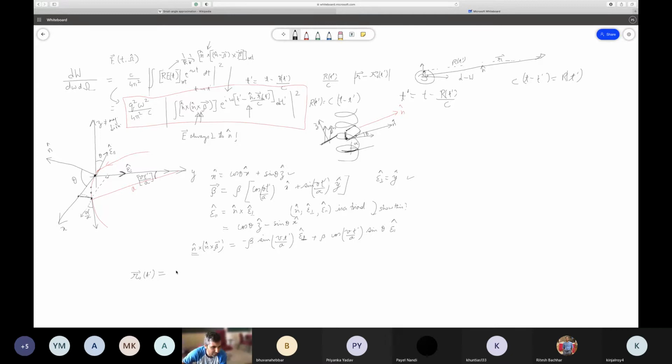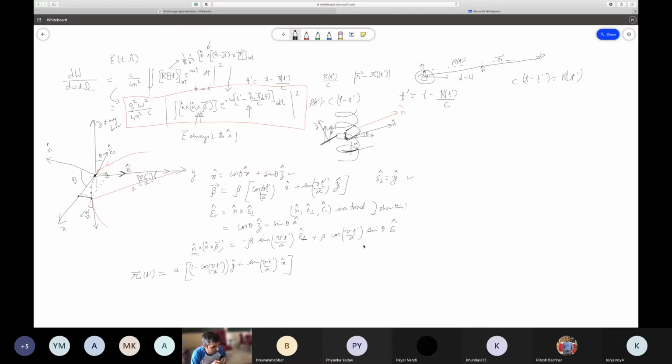So let me just write it down. This is equal to a times 1 minus cos Vt prime by a, y hat. This is nothing but this distance: a times 1 minus cos Vt prime by a, this whole thing minus this, plus a sine Vt prime by a, x hat. So this is your r naught.